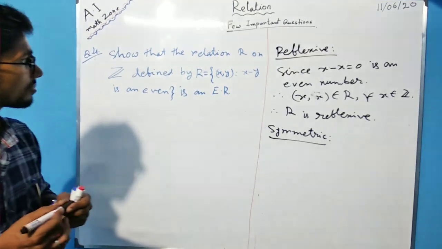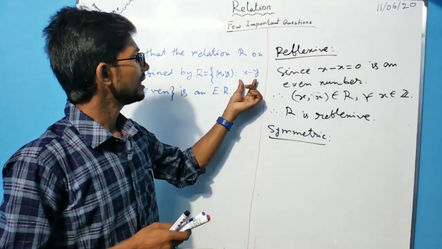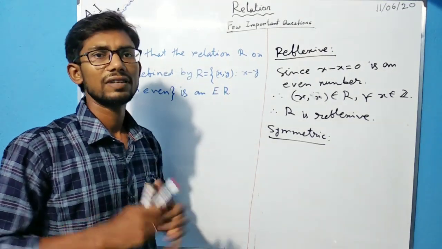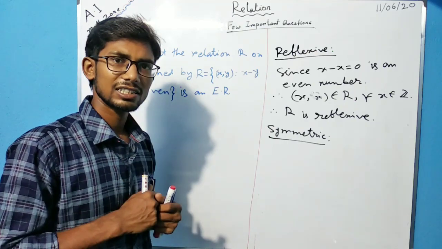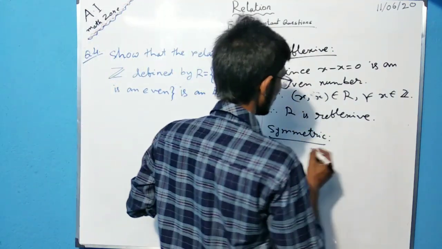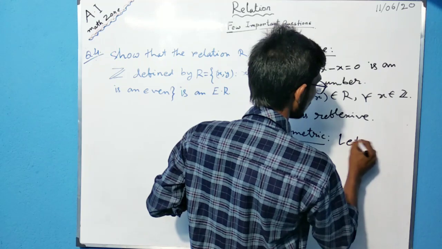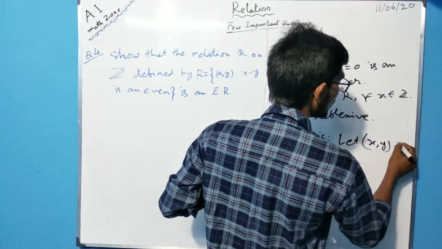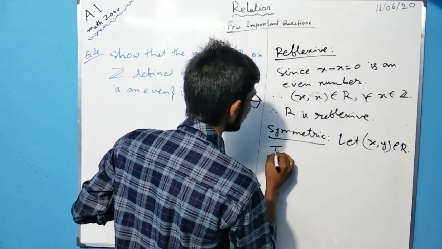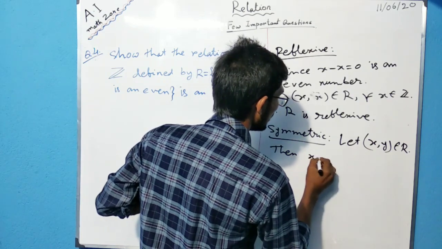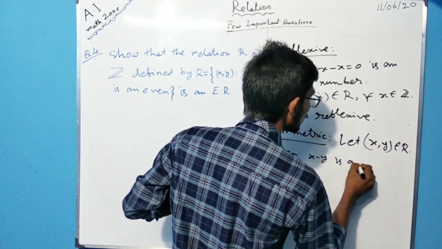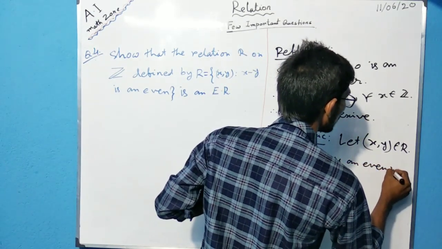Next, symmetric, right? So symmetric, R is symmetric. And see here, if x minus y is even, then definitely y minus x is also even. Let x y belongs to R, then x minus y is an even number.